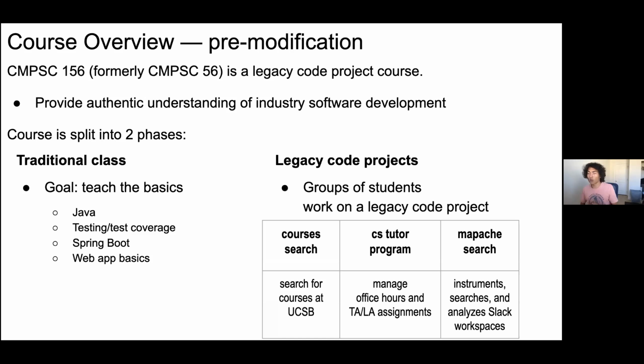And we see here there are 3 particular projects that are fixed from quarter to quarter. And the idea is that one quarter will make changes and the next quarter will inherit those changes. So we have Courses Search, which allows students to search for courses at UCSB. We have the CS Tutor program, which helps the tutor program at UCSB manage office hours and TA LA assignments. And we have Mapache Search, which instruments, searches, and analyzes Slack workspace archives.